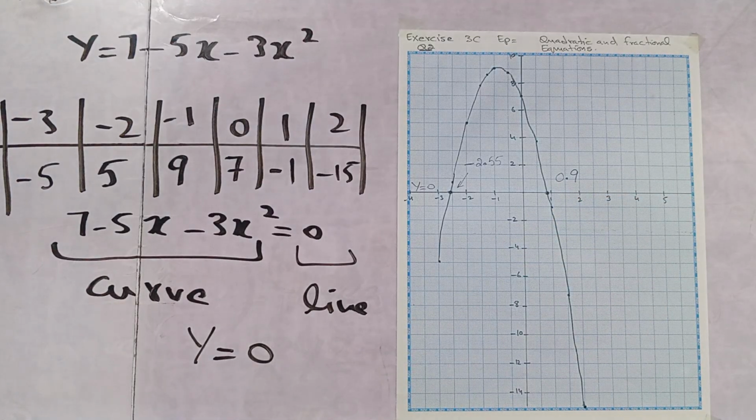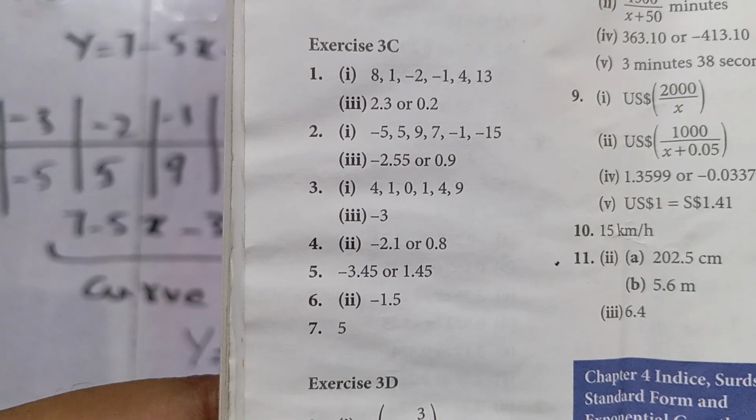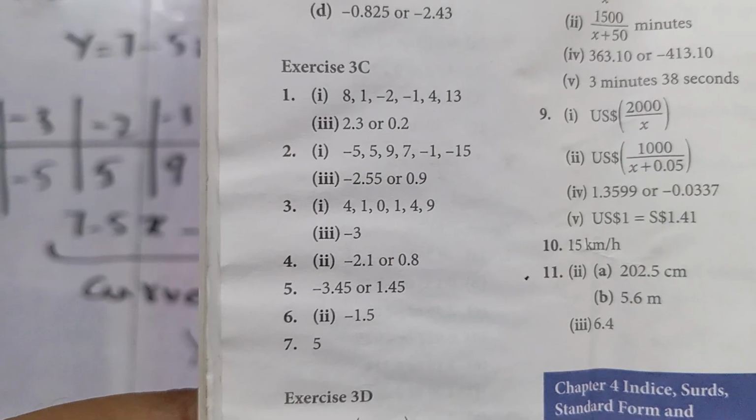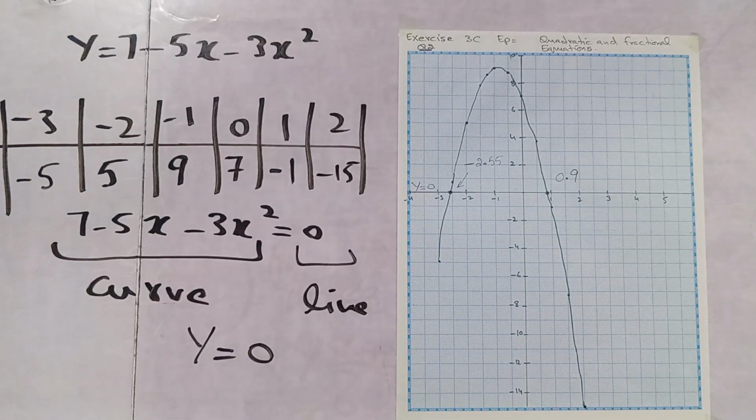Okay, so let's check if our answers are right, because we are working on the graph, and the graph we have drawn ourselves, so a little bit up and down is possible. There's no problem with it. Their answers are question number 2, exercise 3C, you see 2.55 and 0.9 is the answer. So this is how question number 2 of the exercise 3C is solved.